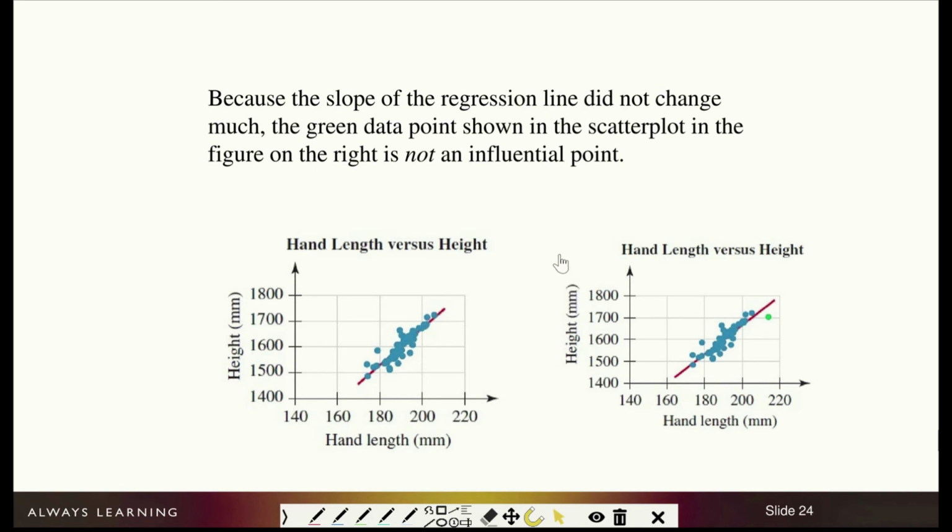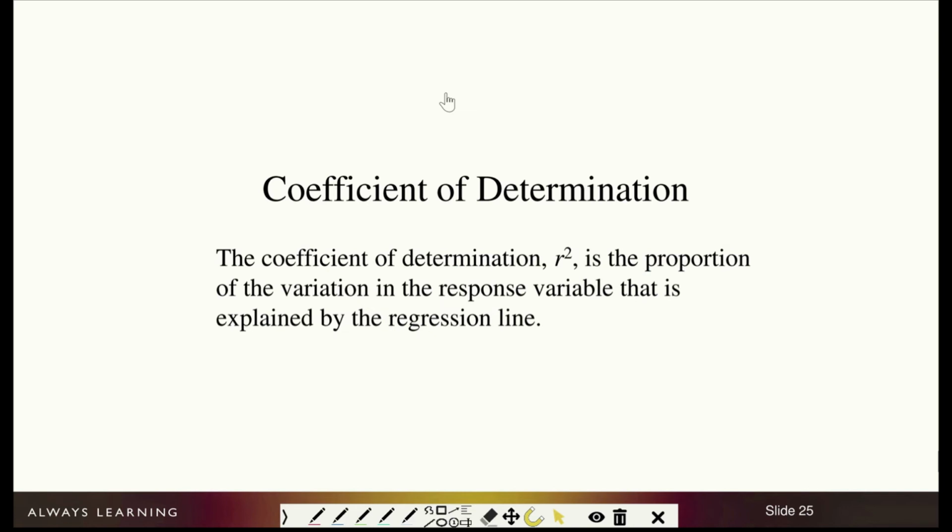So remember, the procedure is very simple. Take out the point that you are wondering about and do a new regression line. If the new regression line and the old one look significantly different, then the point that you took out was an influential point. If they don't, such as in this case, then the point that you had removed was not an influential point. All right, the last thing we're going to discuss in this lesson is what we call the coefficient of determination. Now, you already know what R is, right?